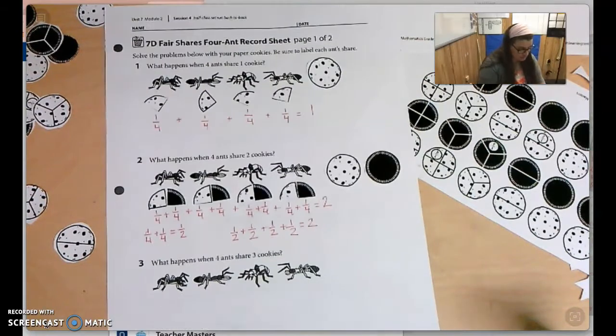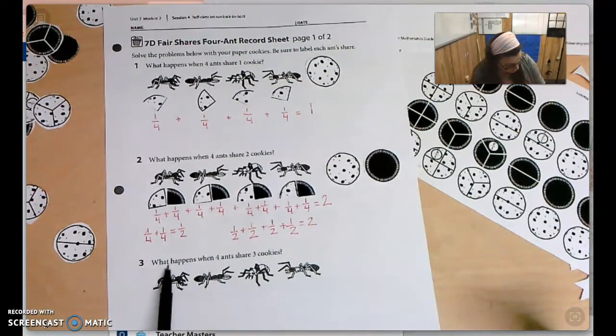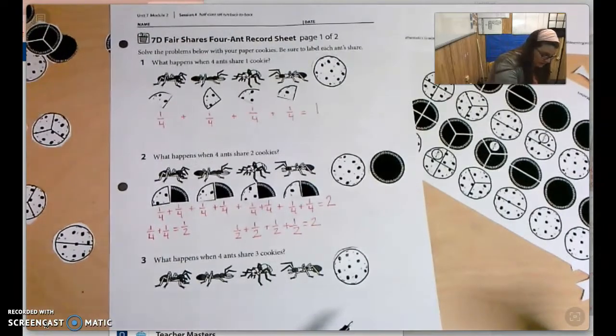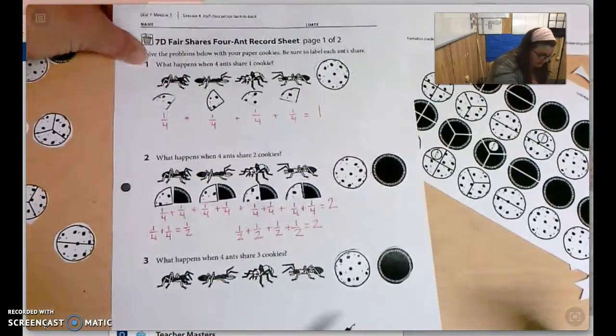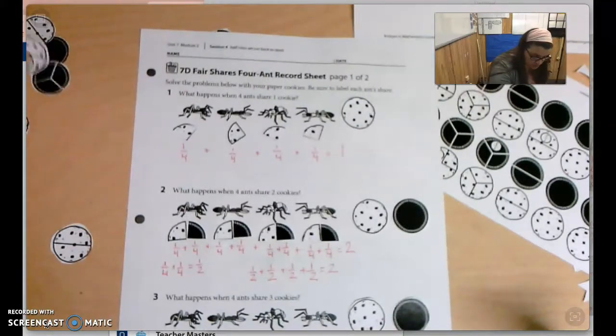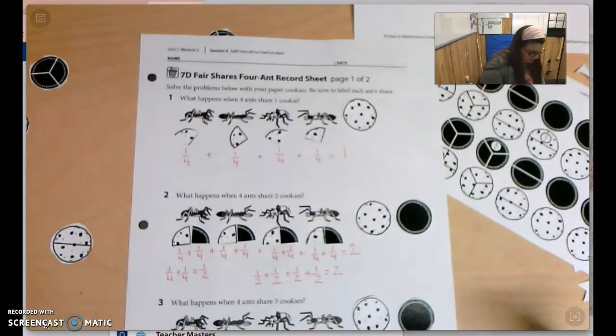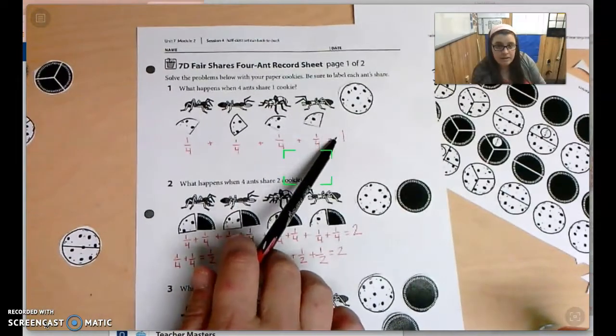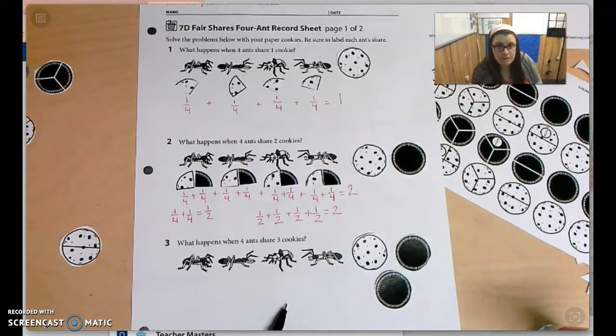All right, and then this really tricky one. What happens when 4 ants share 3 cookies? So I'll put my 3 cookies out, and let's see what I have left. I don't know if I have to bust into my other sheet. Oh, here's another whole cookie. All right, and there are only 3 cookies, so how am I going to get these guys to share these 3 cookies equally? Well, I wonder if you can take what we learned in this one here and this one here and apply it to this one here.